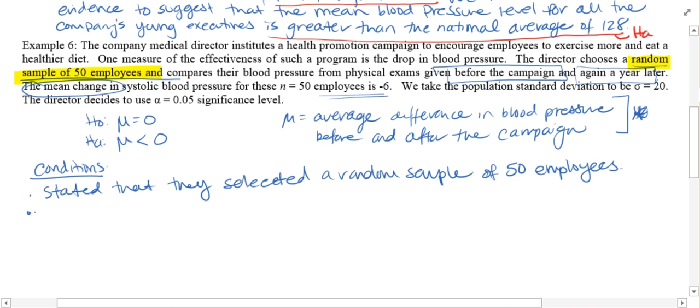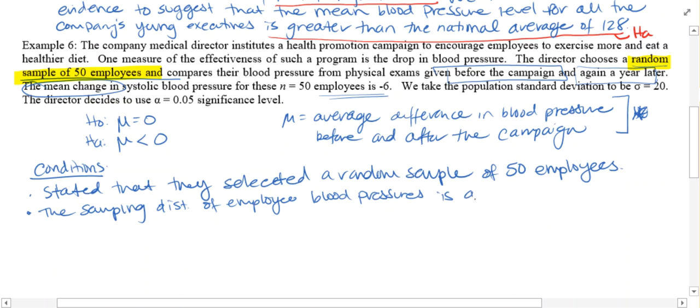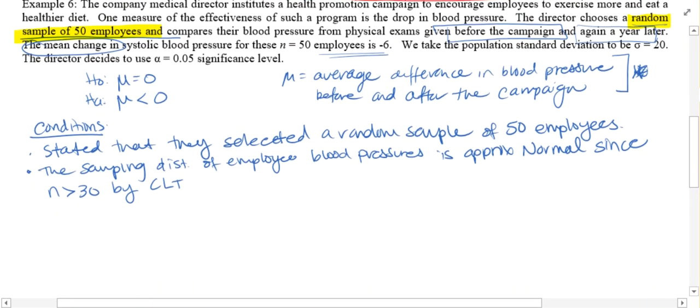Second condition, approximately normal. So how are we getting that here? Our sample size is 50, so we're going to use the CLT. So we can say the sampling distribution of employee blood pressures is approximately normal since lowercase n is greater than 30 by the CLT. Notice they have context in both of those statements. We need to work on that, get better at that.